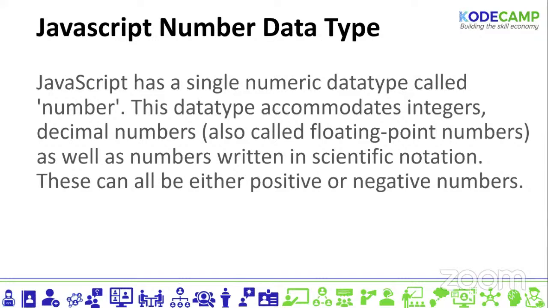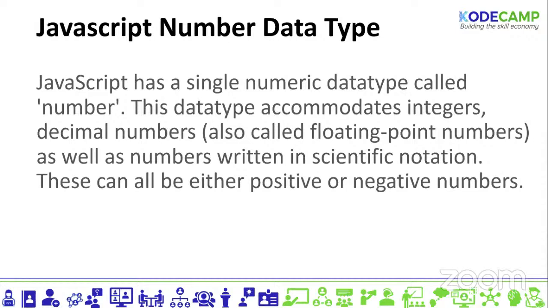JavaScript number data type. JavaScript has a single numeric data type called the number data type. If you've had any experience with other languages, you'll find they have data types like integer, float, and some have BigInt and the rest. But in JavaScript, you just have a single numeric data type, and that data type is called number. So whether the digit you have has a decimal point or not, it is regarded in JavaScript as a number.